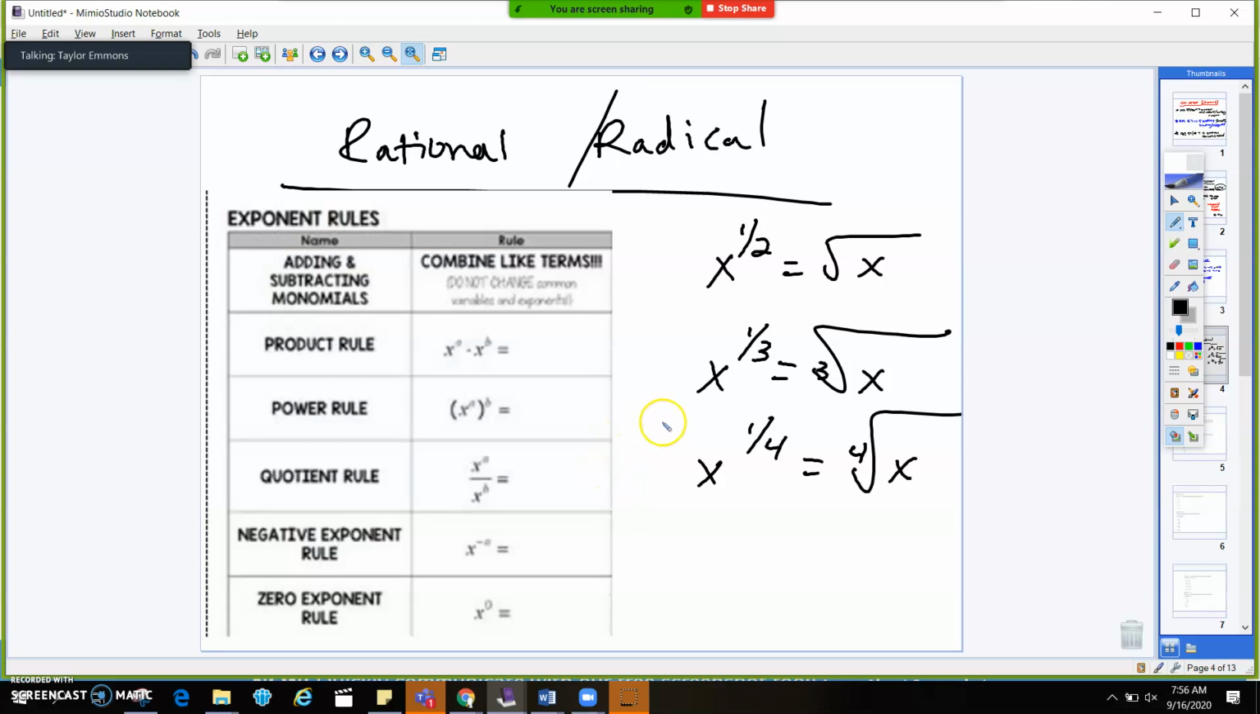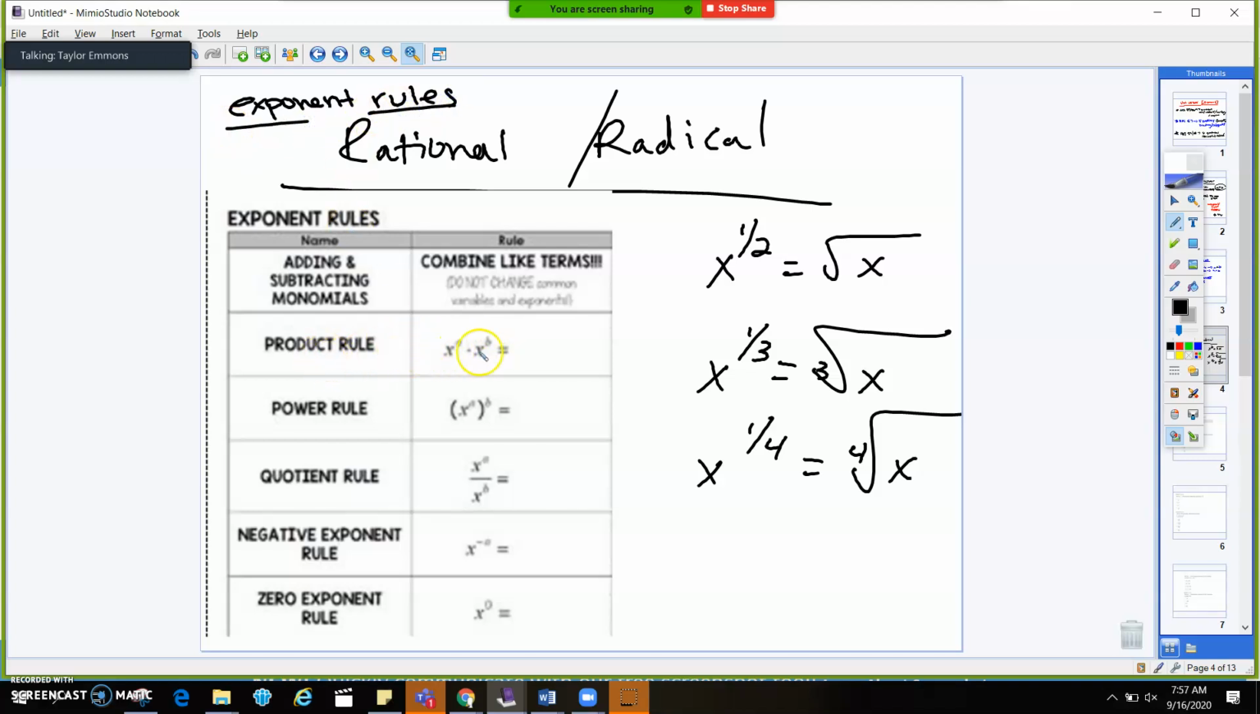That rational to radical exponents, here are your rules. I know it's a little fuzzy, couldn't get a better picture, but if you just go into Google and you type exponent rules, these will come up. Okay?